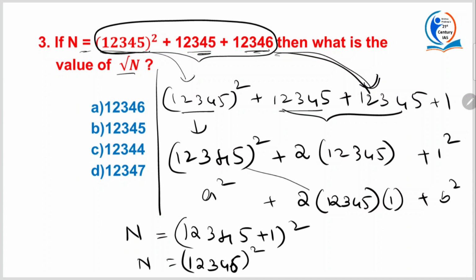Now what are they asking? They are asking you root over n. So root over 12346 whole square is 12346. So that is the answer. Okay. Just by observing, try to simplify.